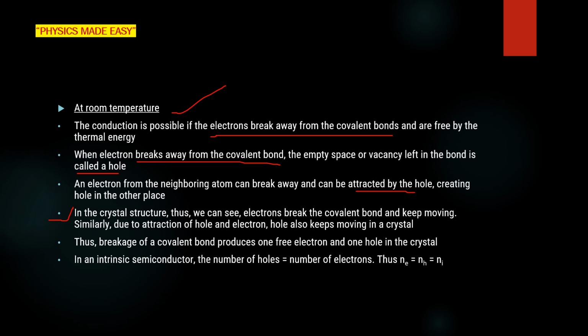In an intrinsic semiconductor, the most important thing is that the number of holes is always equal to the number of electrons. As many holes are created as there are electrons that break their bonds. So Ne is equal to NH is equal to Ni. Ne represents the number density of electrons, NH represents the number density of holes, and Ni represents the number density for the intrinsic semiconductor.